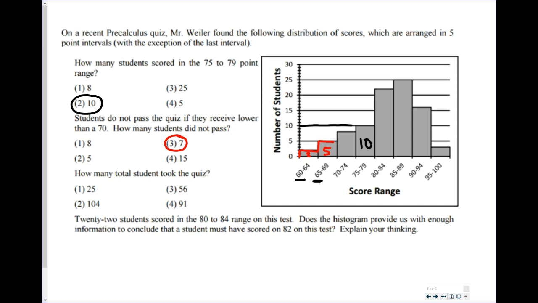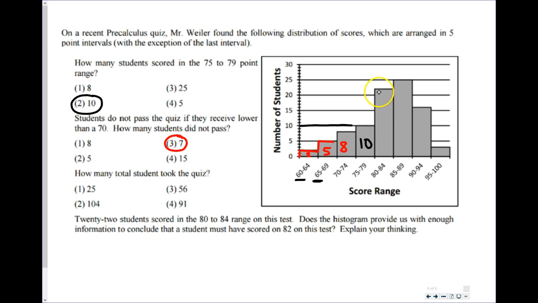How many students total took the quiz? We talked about this earlier in Learning Target, but what I like to do is go ahead and label how many students each of these bars represent. If I take this bar and scroll it over, that's 5, 6, 7, 8. You have to be careful when reading these because they're not always labeled. You can use a ruler. That always is helpful. Then I've already counted this as 10.